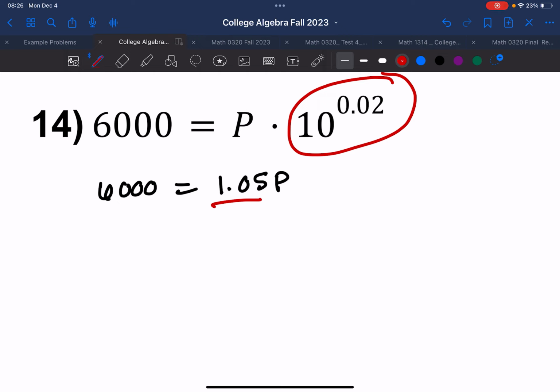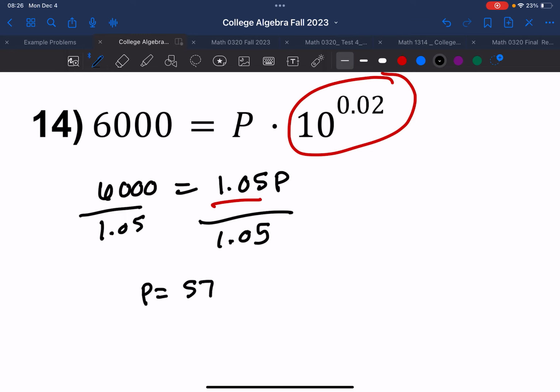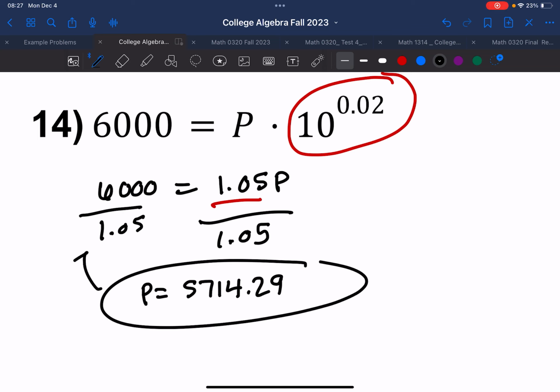Okay. Now we just need to get p by itself, so I'm going to divide both sides by that 1.05, and I get p is equal to 5,714.29. So again, I just typed this into my calculator.